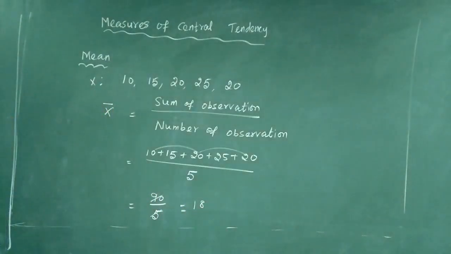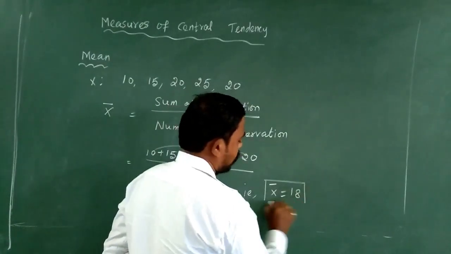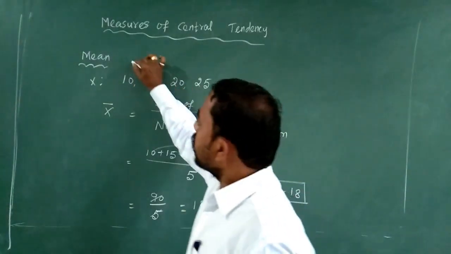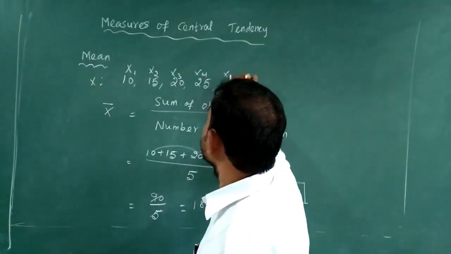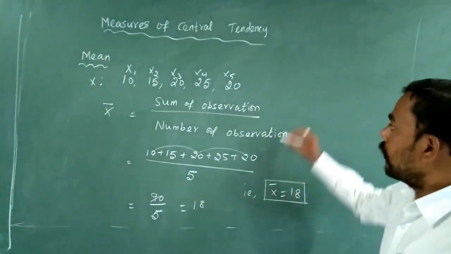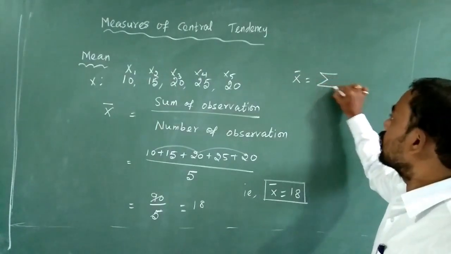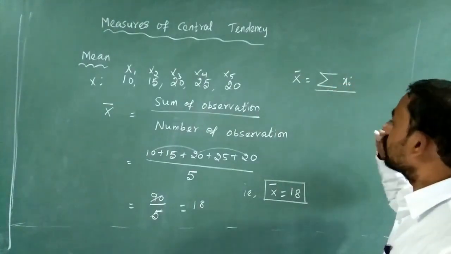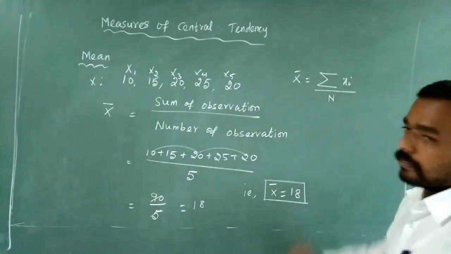Now 18 is the average, that is X bar equals 18. Now we are going to study this using notation, where the data are X suffix 1, X suffix 2, X suffix 3, X suffix 4 and X suffix 5. We are going to name them like that. X bar equals summation, this is the symbol, summation xi divided by capital N, the number of observations.